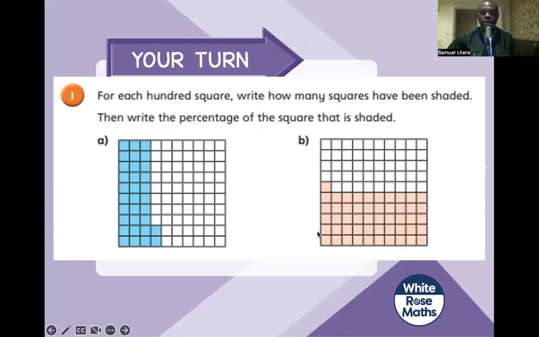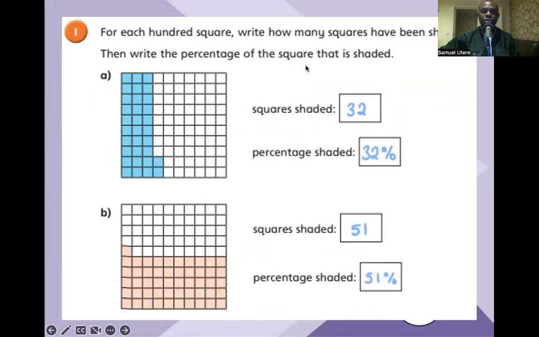Assuming you've paused the video and you've answered question 1, here are the answers. Question 1, you were asked, for each 100 square, write how many squares have been shaded, then write the percentage of the square that is shaded. So here we can see that 32 squares have been shaded. It's 32 hundredths because it's 32 out of 100 squares. Your answer is 32%. Here is 51. Your answer should be 51%. Mark your work and celebrate your success.